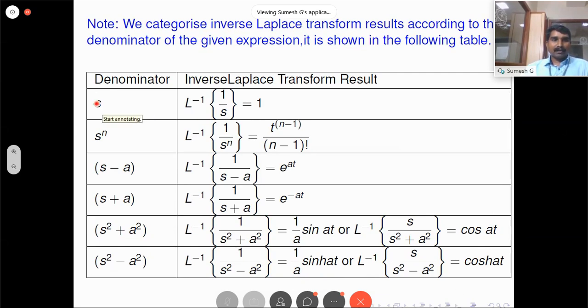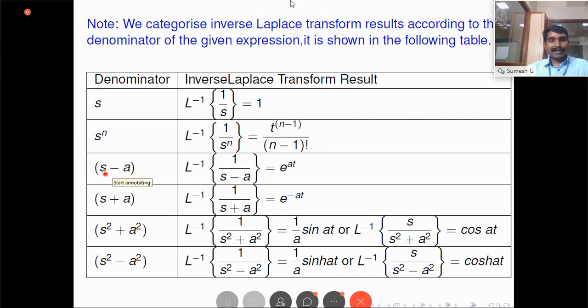If the denominator of the expression is s, then we have to use the inverse Laplace transform result: inverse of 1 by s is 1. If the denominator is s raised to n, the power of the variable s, then we have to use the result: L inverse of 1 by s raised to n is t raised to n minus 1 by n minus 1 factorial. And in this case, n must be an integer.